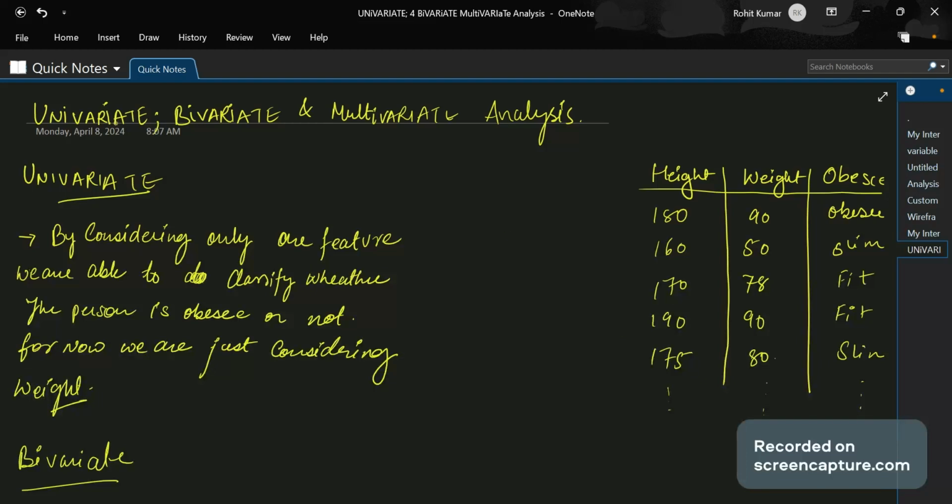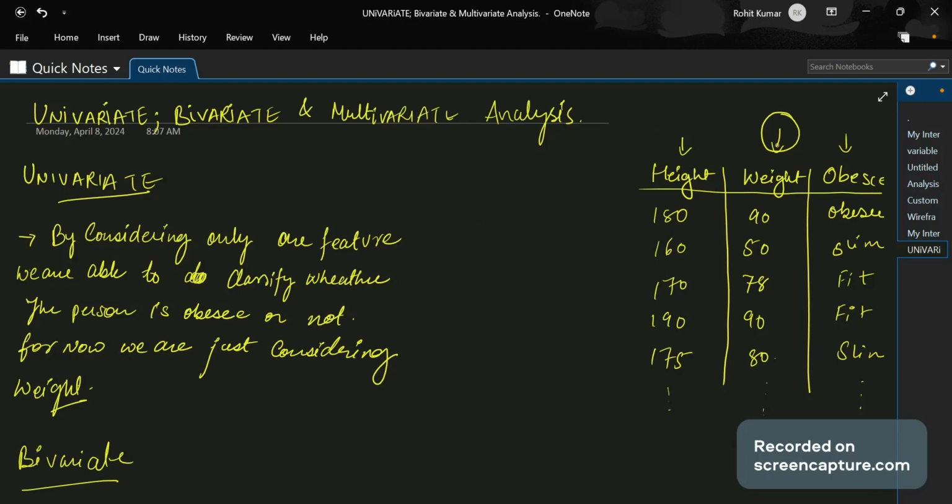Yeah, so today we're going to study univariate analysis. And so what is actually a univariate analysis? Suppose we have three features here. The first feature is height, the second feature is weight, and the third is the output, which shows whether the person is obese or not. If we are considering univariate analysis, we will consider only one feature.